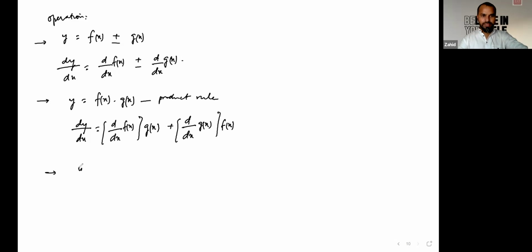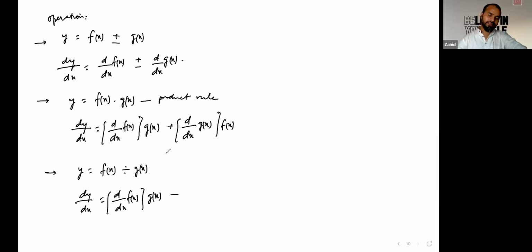Next, if y is f(x) divided by g(x), meaning they are in division, dy/dx is equal to differentiate the first part f(x), multiply it by the second, minus. In product we have a plus sign, so in division we have a minus sign between them: differentiate the denominator and multiply it by the numerator, and the whole divided by the square of the denominator.